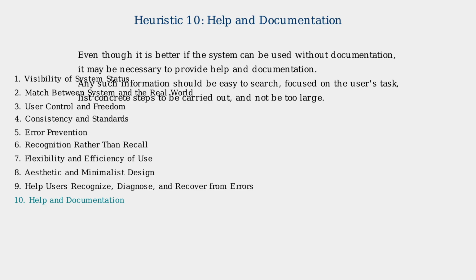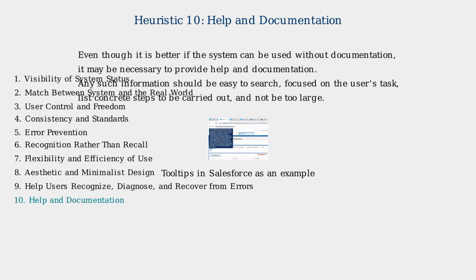Here's Nielsen's 10 usability heuristics, with the 10th one highlighted. As an example, tooltips in Salesforce provide easy-to-access help information without cluttering the interface.